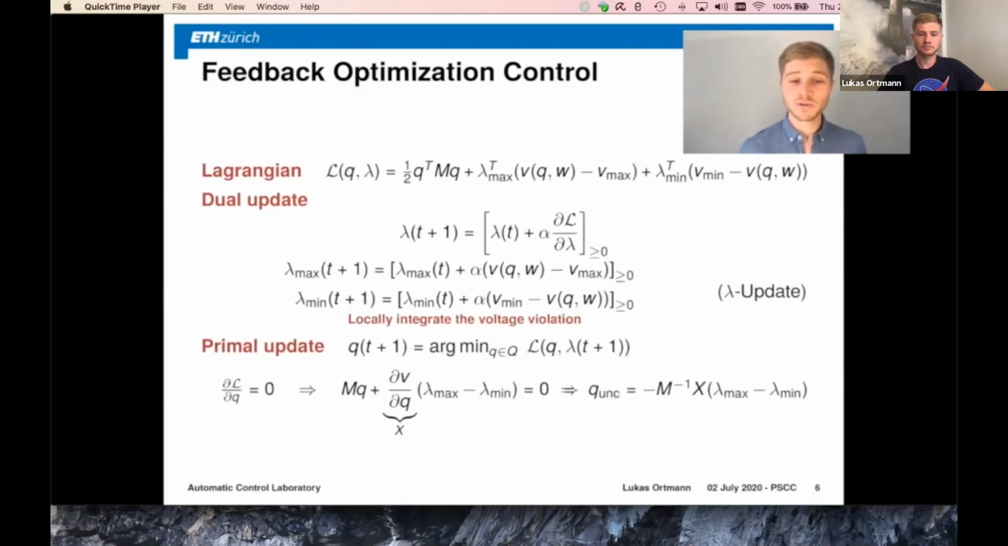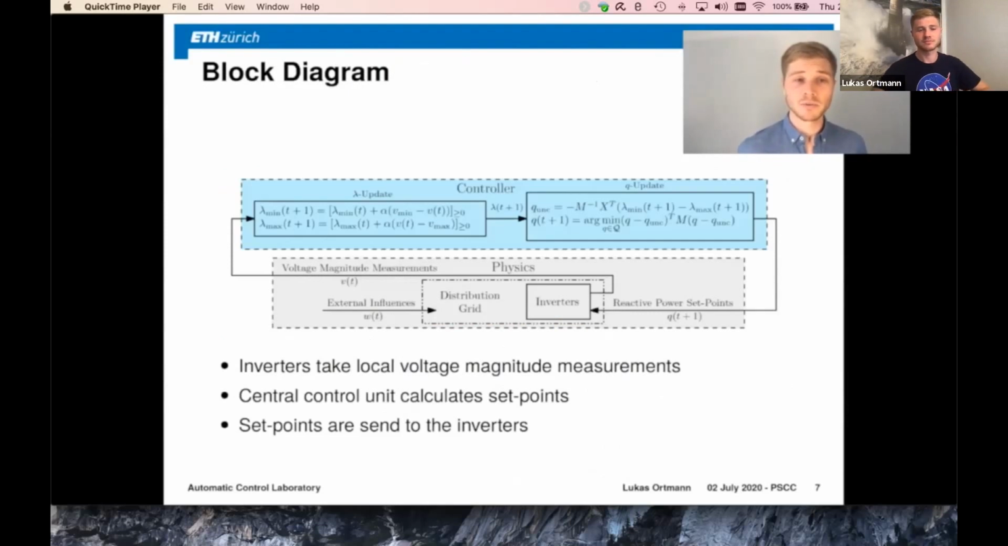And now to make sure that this constraint holds, we're going to finally calculate our reactive power inputs, set points, as this argmin. This is a quadratic program. It's a quadratic cost function with linear constraints. So it's really easy to solve within sub-seconds, even for thousands or even millions of variables. So this really is not a problem for our algorithm. So now we have our lambda update and our Q update. And with that, we can take a look at our block diagram.